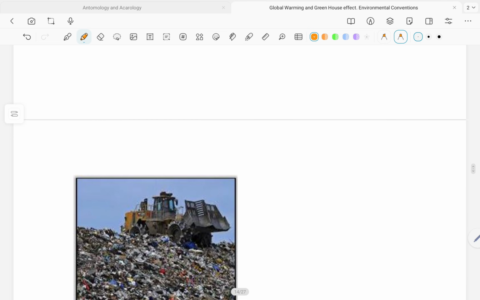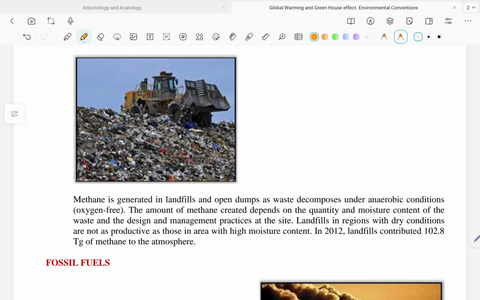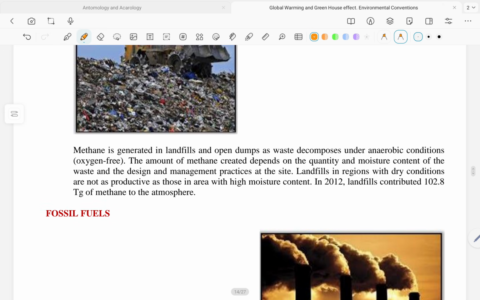Landfills. Methane is generated in landfills and open dumps as waste decomposes under anaerobic, oxygen-free conditions. The amount of methane created depends on the quantity and moisture content of the waste and the design and management practices at the site. Landfills in regions with dry conditions are not as productive as those in areas with high moisture content. In 2012, landfills contributed 102.8 metric tons of methane to the atmosphere.